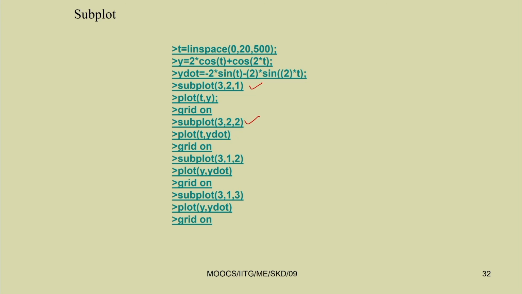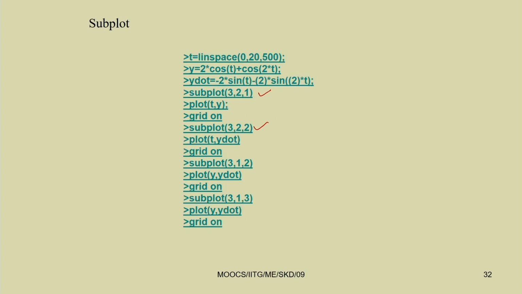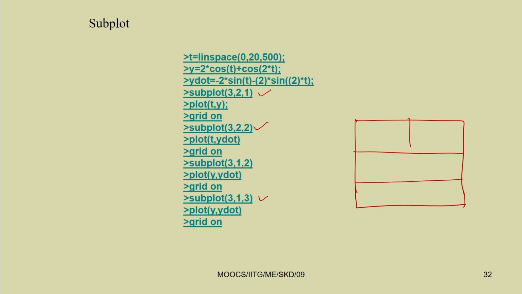Then for the second one, it will be 3 1 2 3 rows, but in the second thing you have made only one column. So that is why 3 2 3 1 2, then 3 1 3. You have divided, so just note the figure I have shown you. You have divided the first row into 2 columns, the second row only one column, and the third row only one column. So that is why the subplot command what you are using.